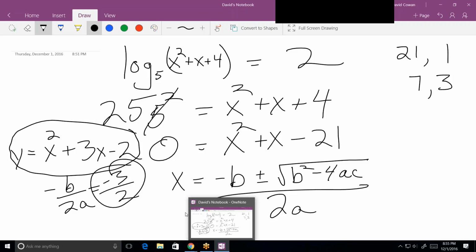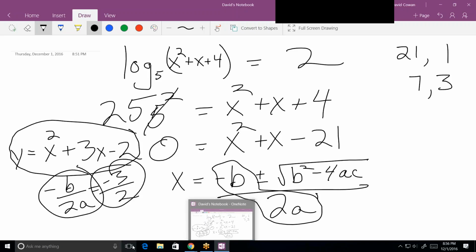Not everybody gets taught this because there are other ways to find the vertex. I can put this in vertex form by completing the square, and then I'll know the h and the k, my vertex. But if you don't want to go through that process, the quickest way to get the axis of symmetry, or the x-coordinate, is minus b over 2a. Notice the quadratic formula, the first half of it is minus b over 2a.